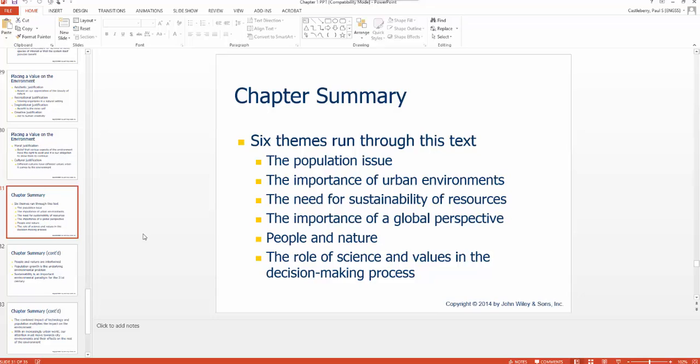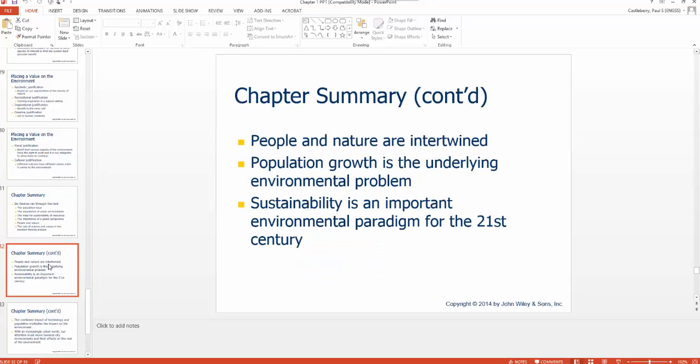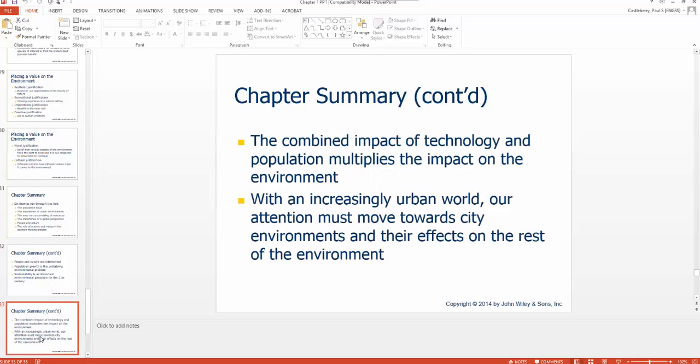We need to look at terms of people and nature. They are not a mutually exclusive type of situation. People use the environment, and the environment is good for people. And then the role of science. We talk about how science can identify problems, present potential solutions, and then, of course, also we need to look at how, like I said, population growth is the key thing. So we're going to look at not only population but also sustainability, especially in the 21st century.